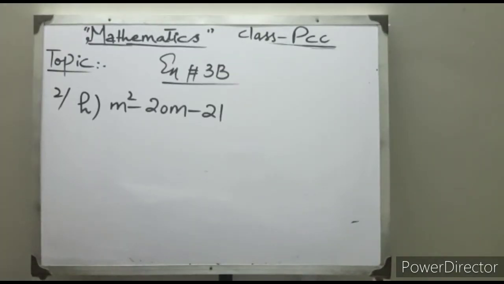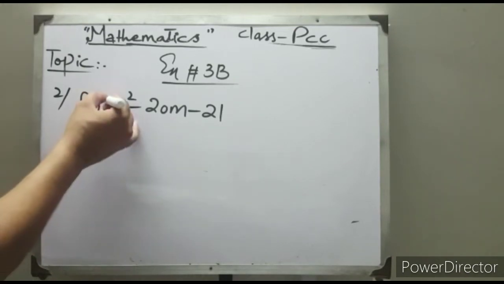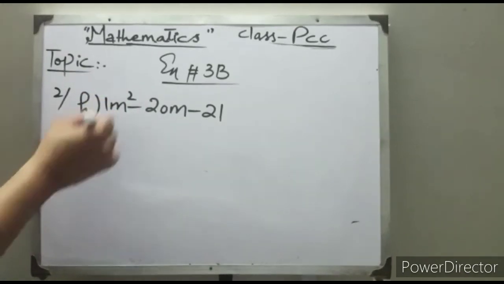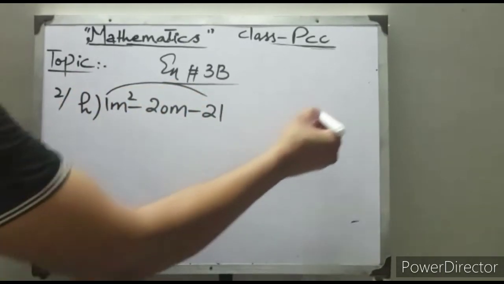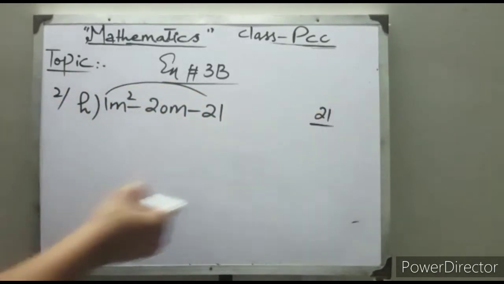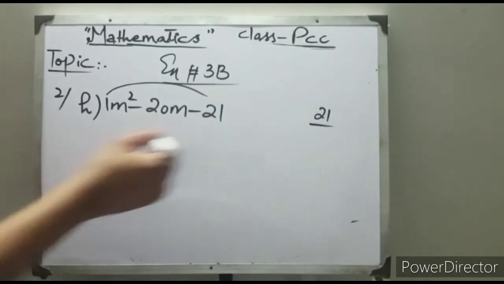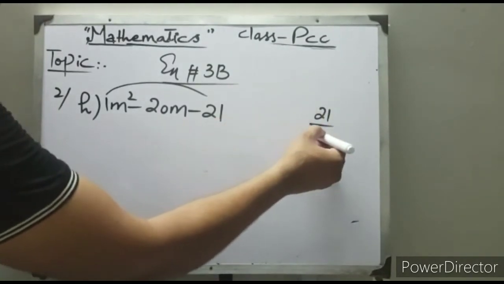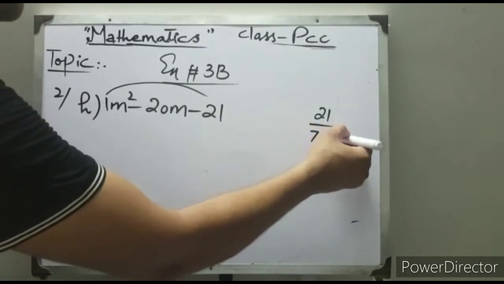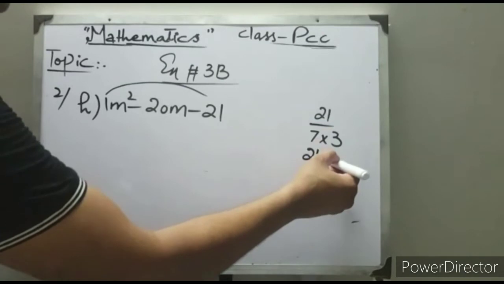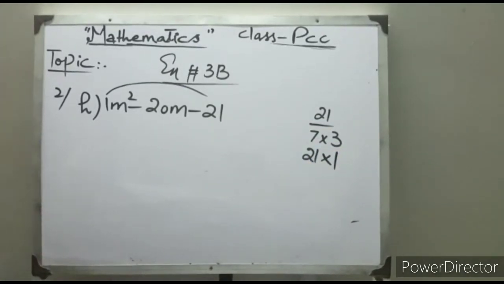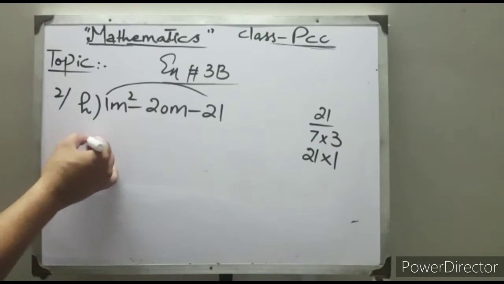Now boys, see one more question. From question number 2 we have part H, m square minus 20m minus 21. We have to factorize this expression like the previous question. We do the same things. The coefficient of m square is 1. Multiply 1 with 21 and write it at the right side of your page. Now we will see the factors of 21, that are 7 multiplied by 3, 21 multiplied by 1. We have to pick the right factor.